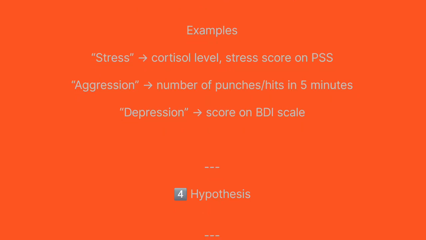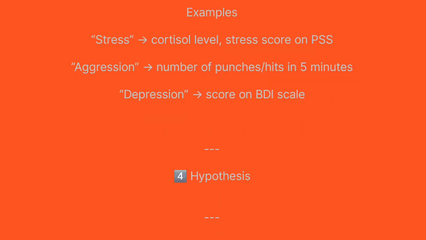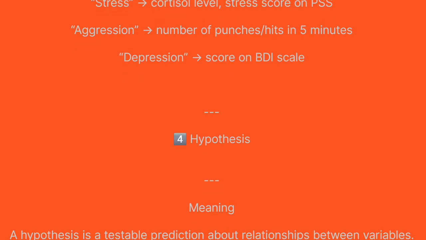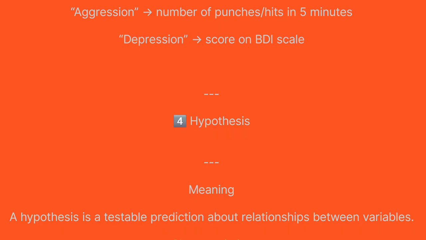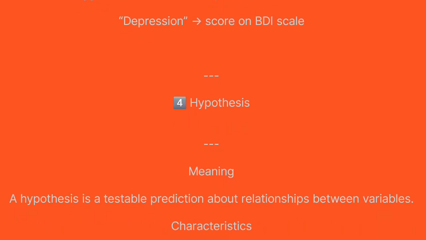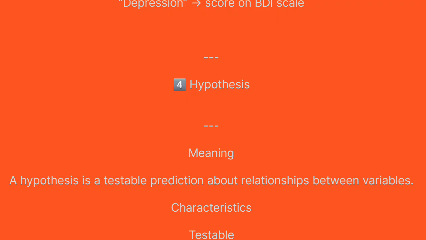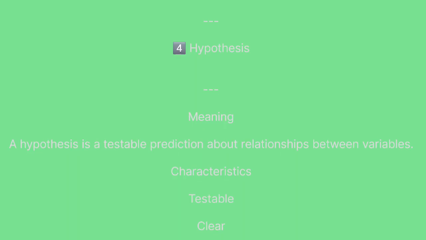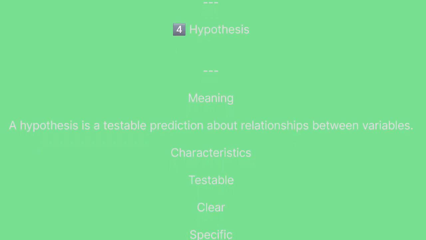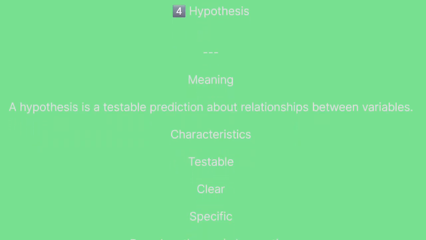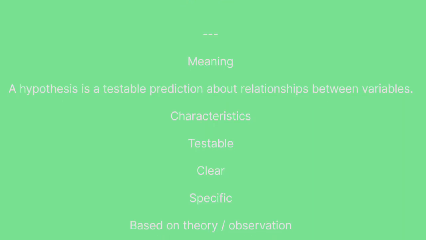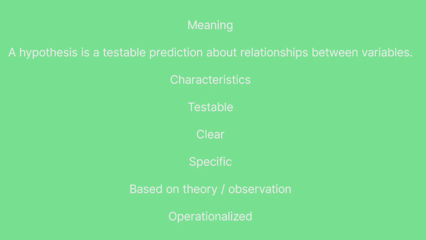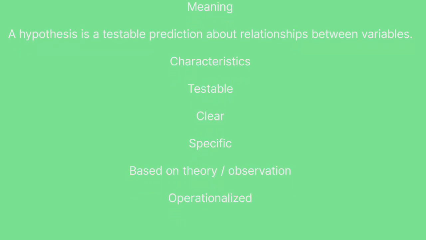The fourth point here is hypothesis. Hypothesis means what we guess may happen. For example, if you are more happy, you will be successful. Like we'll predict something. The proper definition: a hypothesis is a testable prediction about relations between variables. Maybe happiness, positivism, and depression. With the help of hypothesis, we connect these three. The characteristics: testable, clear, specific, and based on theory or observation. Even it should be operationalized.